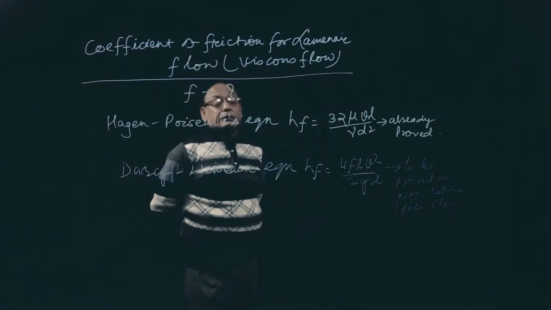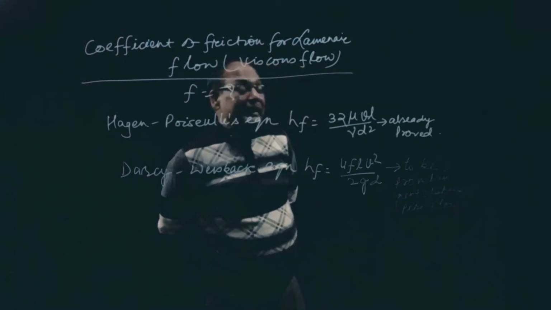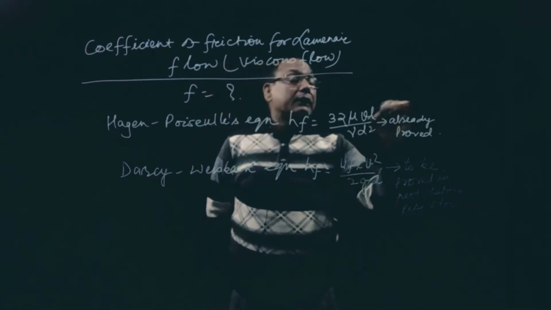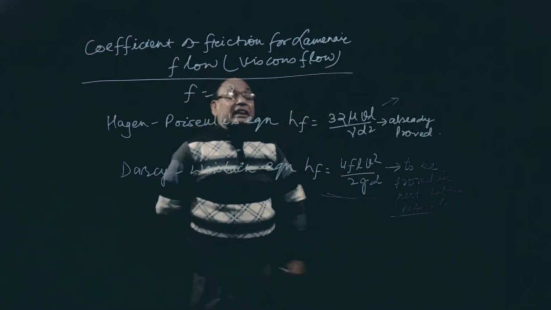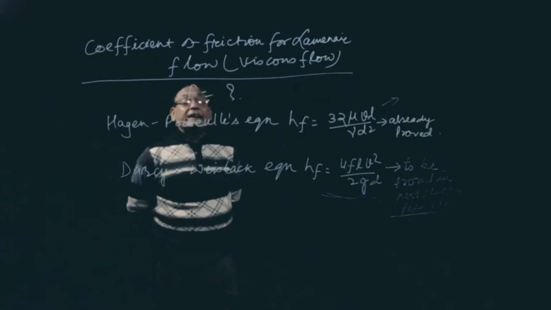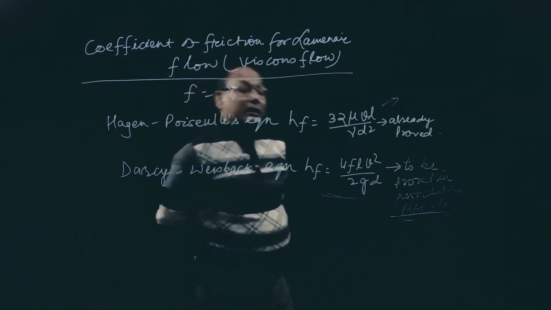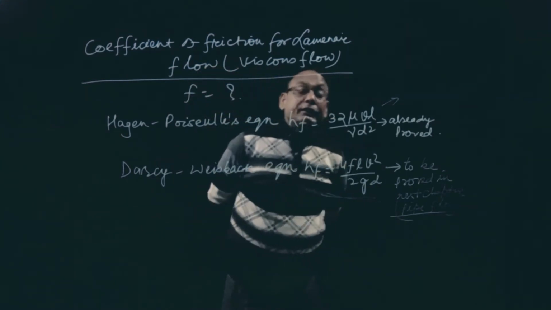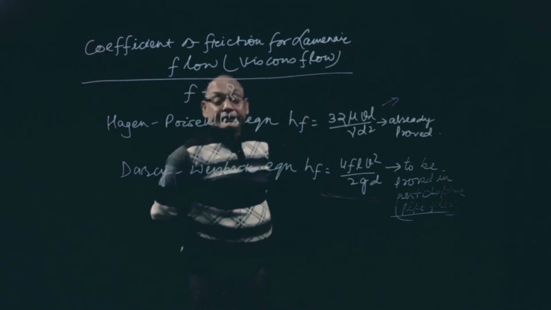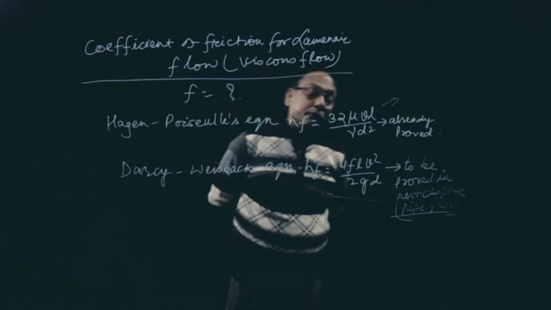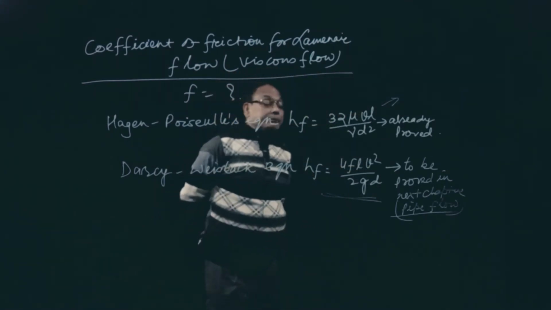Basically, one is for laminar flow and the other is for turbulent flow, but in both we are finding out HF, the head loss due to friction. In laminar flow, it is equal to 32 mu VL by gamma d square, and the Darcy-Weisbach equation is HF equals 4FLV square by 2GD, to be proved in the next chapter, that is pipe flow.